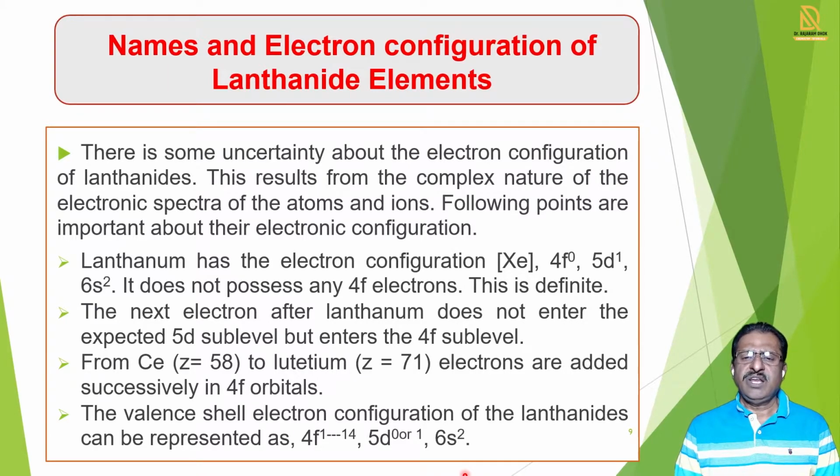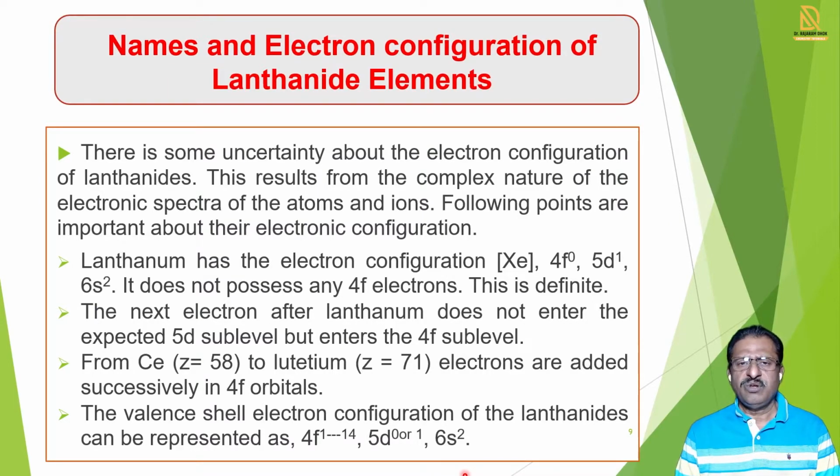Before that, electrons are filled in the 5d, and there is also the 4s. So firstly, an electron is filled in the 4s, then 5d, and then 4f. When electrons are filled in the 4f, the 4f and 5d energy orbitals are close to each other. So an electron can be filled in 4f or it can be filled in 5d.